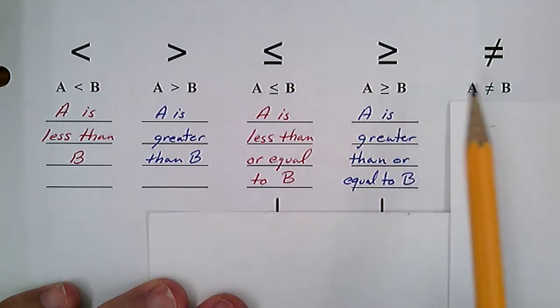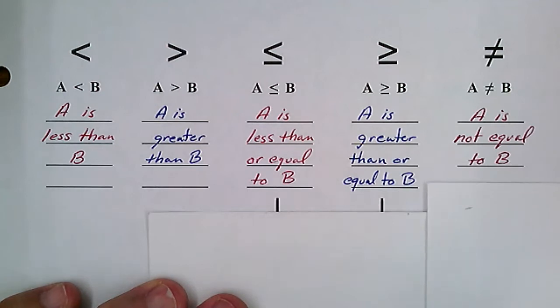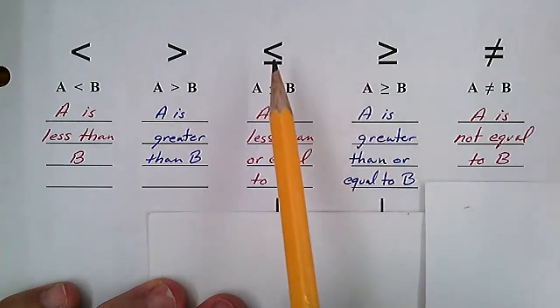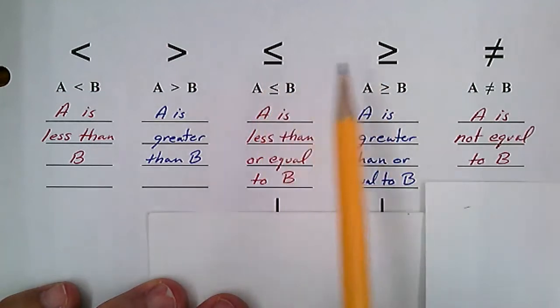And then this last one, we're just saying A does not equal B. A is not equal to B. We're just saying they are definitely not equal. Okay? Now, these two symbols have another way to say them.